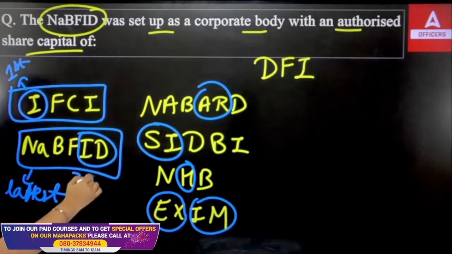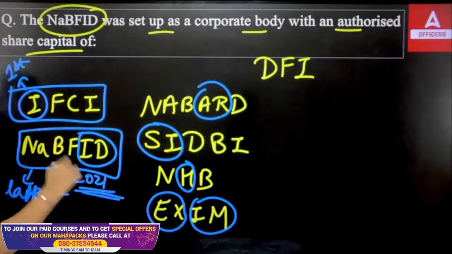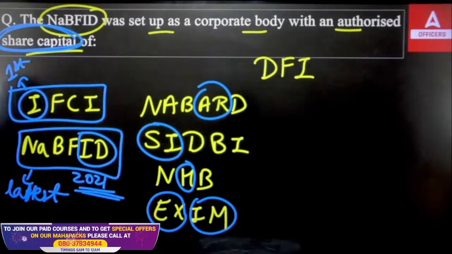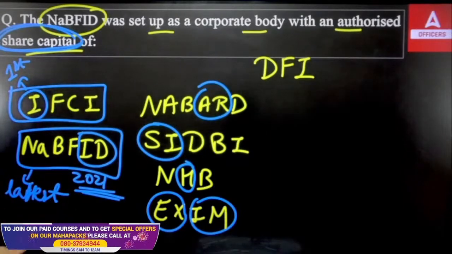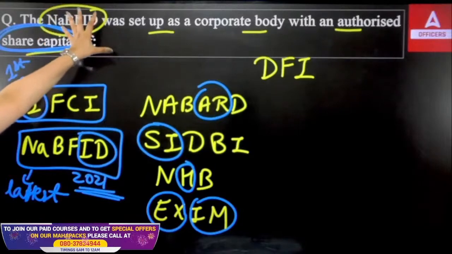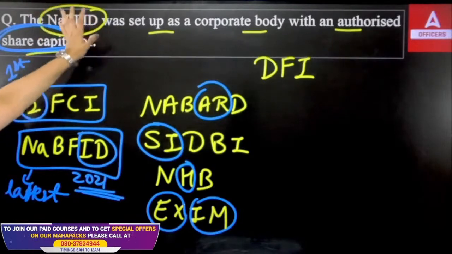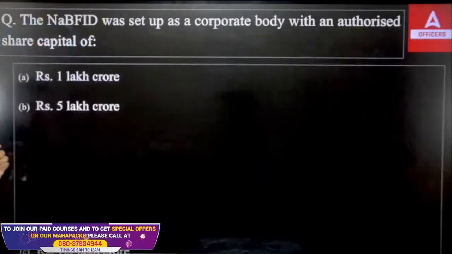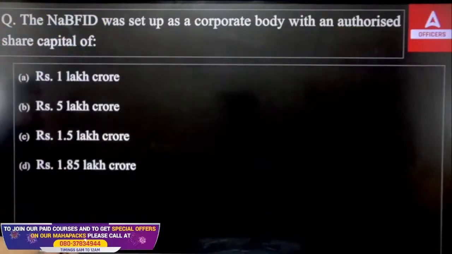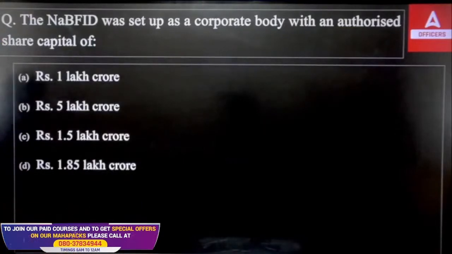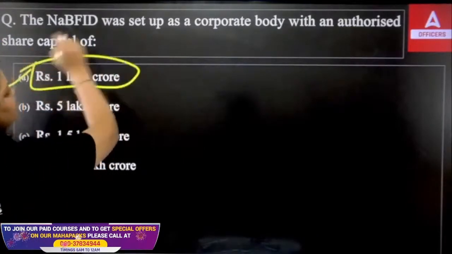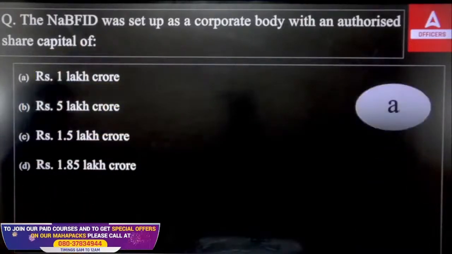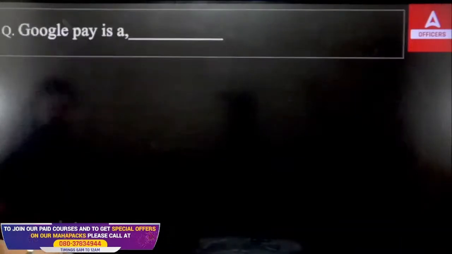NABFID was established in the year 2021. So what was the authorized share capital when the NABFID was established? The same question was asked in the May 2023 paper also. Which of the following is the right option: 1 lakh crore, 5 lakh crore, 1.5 or 1.85? The right answer is 1 lakh crore. The 1 lakh crore was the authorized share capital of NABFID. It was established in the year 2021. Do remember that this is a very important part.